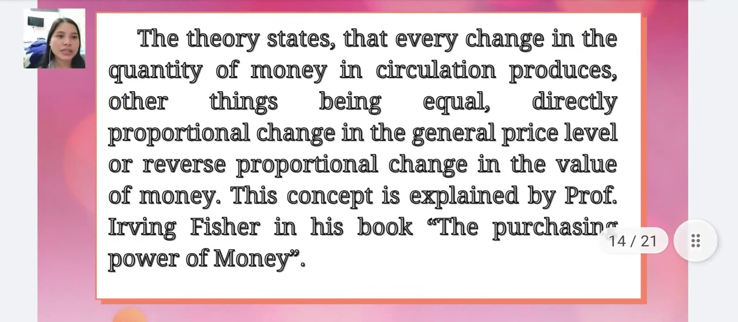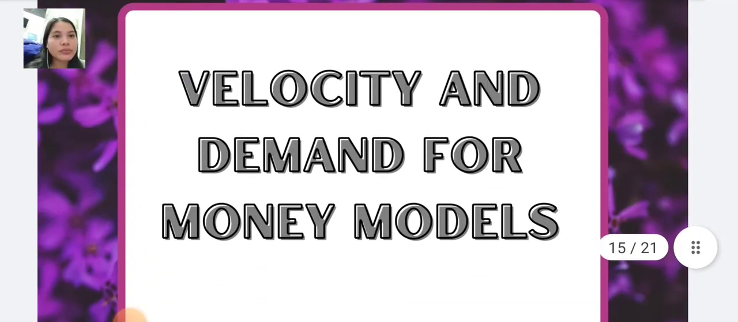The theory states that every change in the quantity of money in circulation produces, other things being equal, a directly proportional change in the general price level or an inversely proportional change in the value of money. This concept is explained by Professor Irving Fisher in his book, The Purchasing Power of Money. So let's move forward to the velocity and demand for money models.